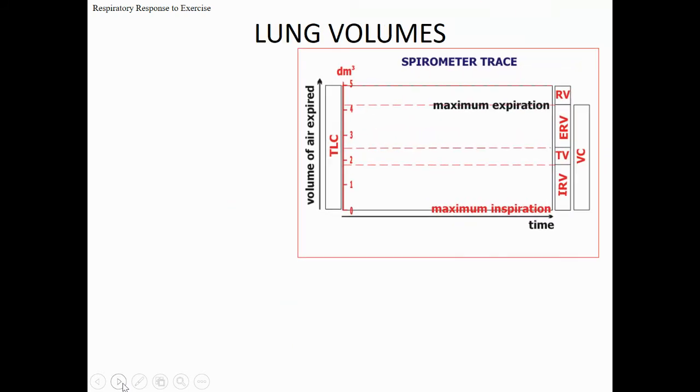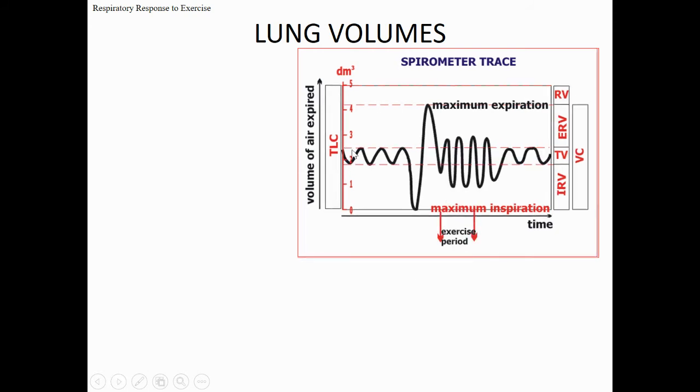Talking about lungs, a typical lesson we might do on lung volumes, and we can see here we've got a spirometer trace of lung volumes, and we can see the changes that happen within the volume of our lungs when we start exercising. So this might be a normal breathing rate or a normal tidal volume, and we can see here now how that tidal volume changes due to exercise.